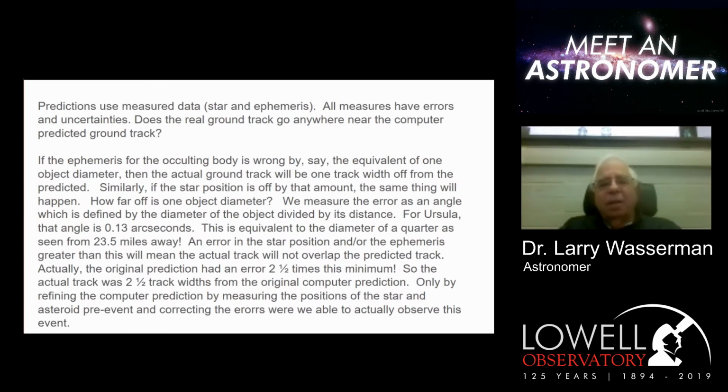As it happened, the original prediction had error that was actually 2.5 times that. And the only way we got to the right place at the right time is that we had to make a special effort to remeasure the ephemeris and to remeasure the position of the star and correct the errors. Because in the 1980s, ephemerides and star positions were not as good as they are today. So it took a special effort to actually observe this event.